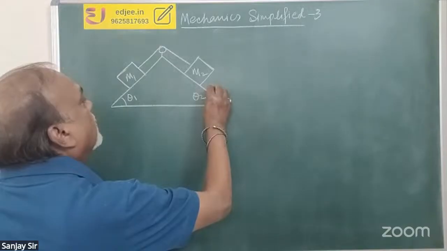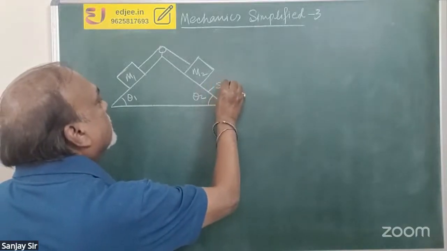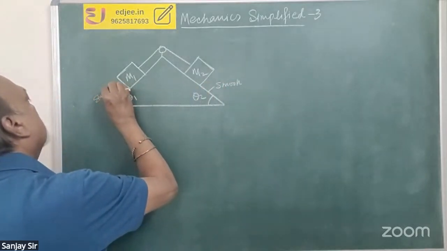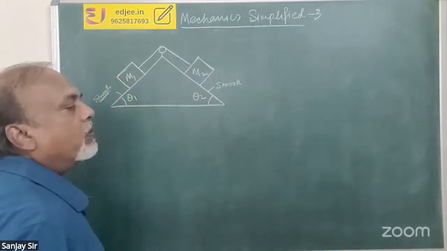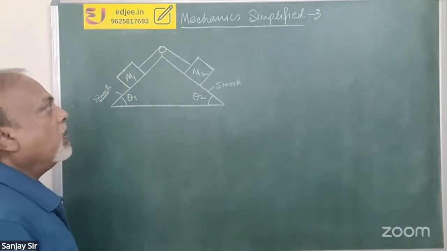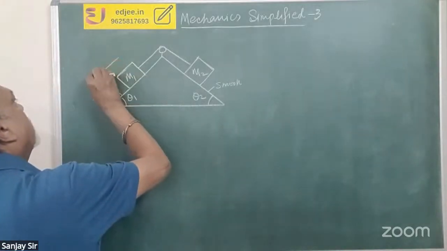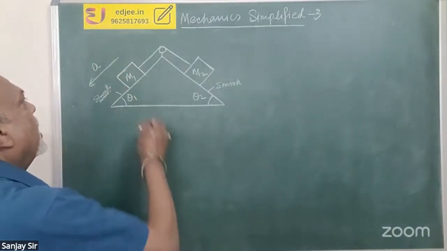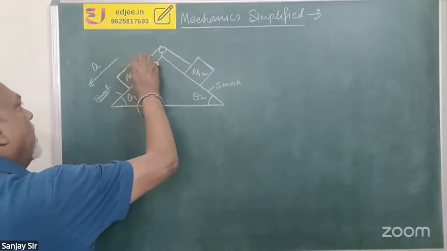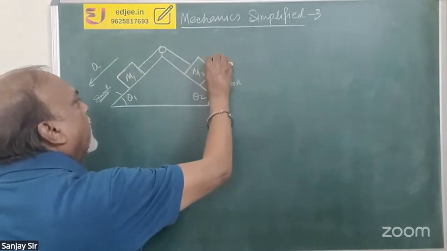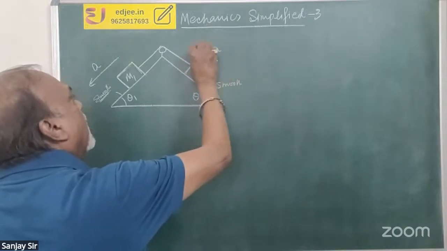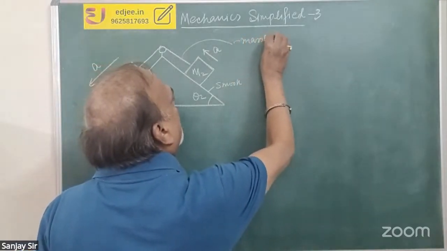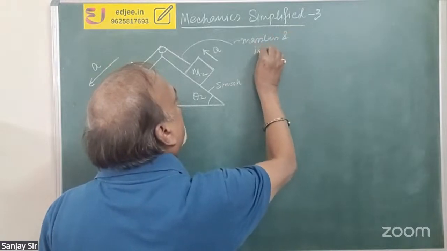Suppose this surface is smooth. Then suppose this is moving with acceleration A. Naturally, if it moves with acceleration A, then this will also move with acceleration A because your string is basically massless and inextensible.